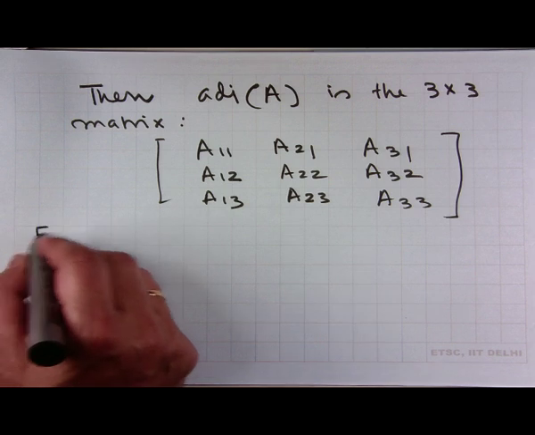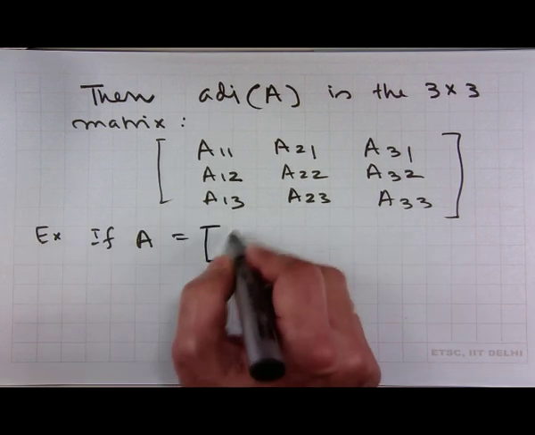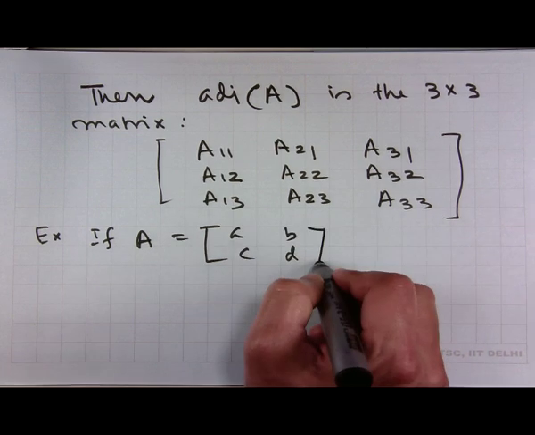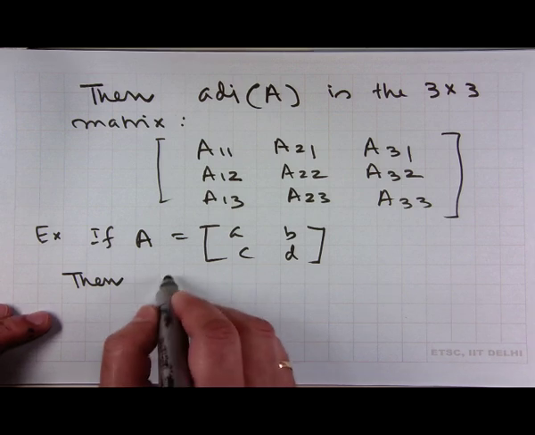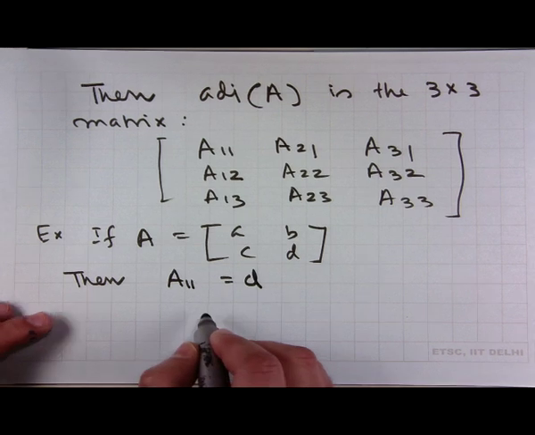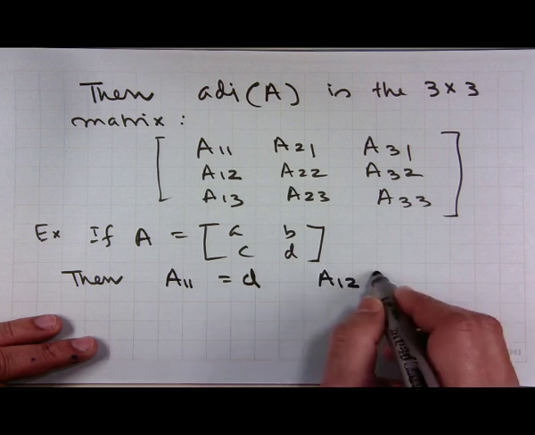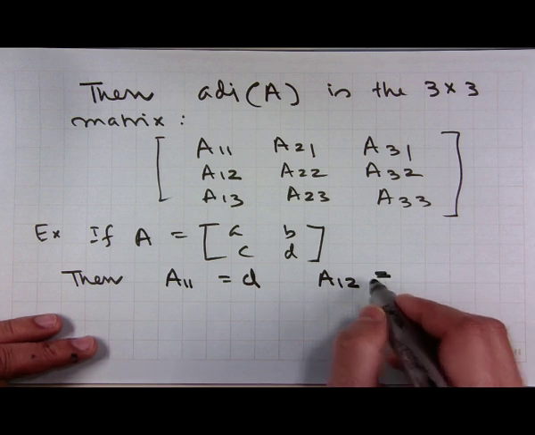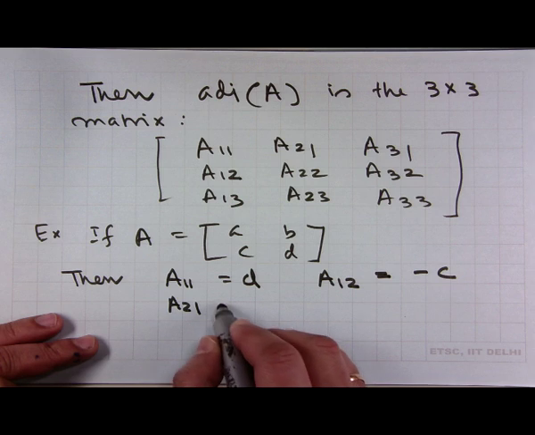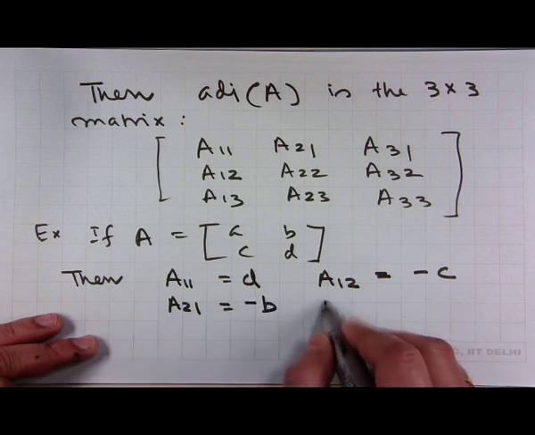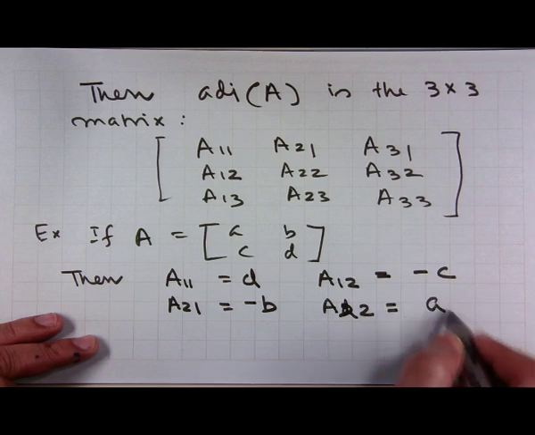Example, if A is equal to a, b, c, d, then A11 is equal to d, A12 is equal to minus c, A21 is equal to minus b, and A22 is equal to a.